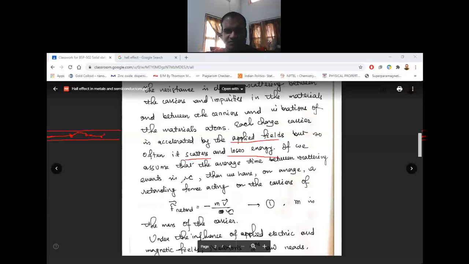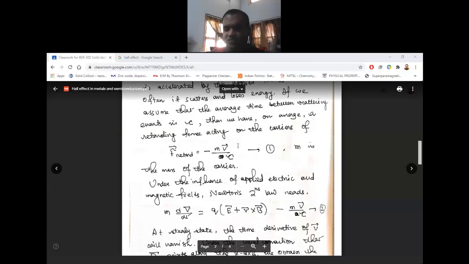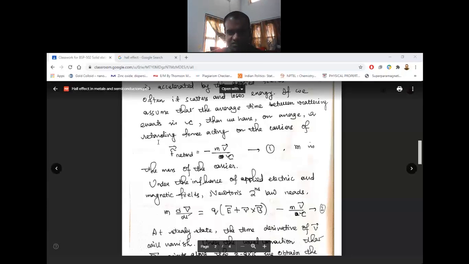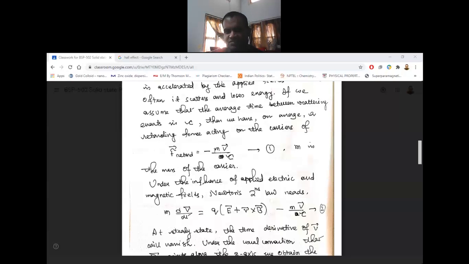If we assume that the average time between scattering events, meaning between collisions with this impurity and that impurity, is tau, then we have an average retarding force, meaning an opposing force, acting on the carriers. When the electron collides with impurities, its motion is retarded or opposed. In such a case, the retarding force is given by the equation F vector retard equals minus mv divided by tau.